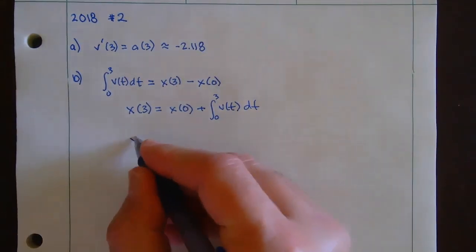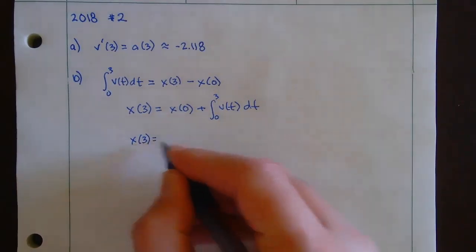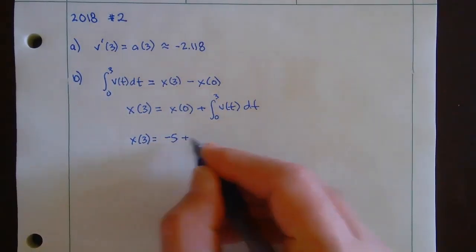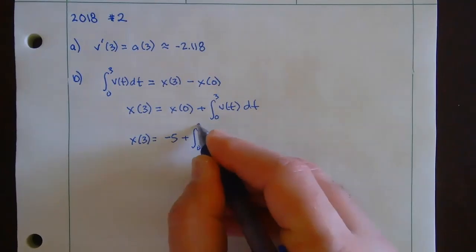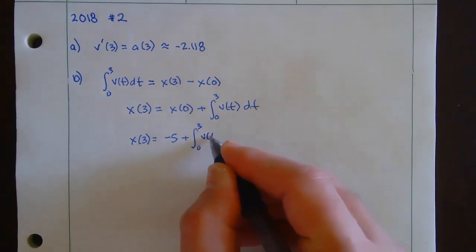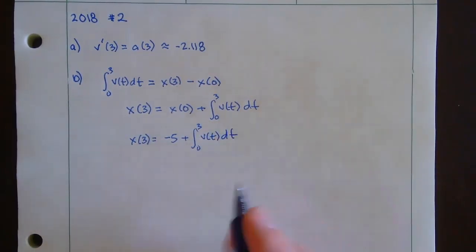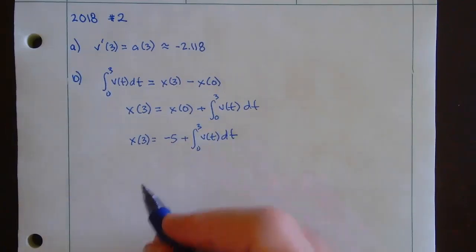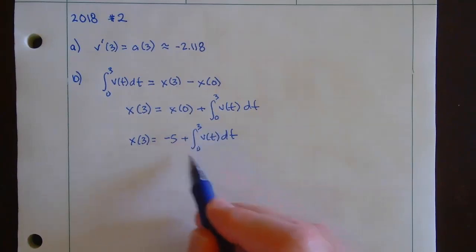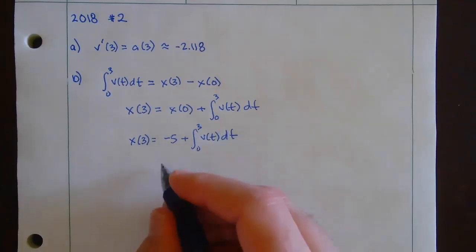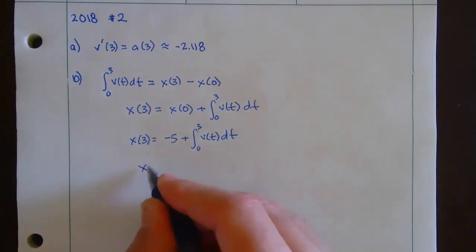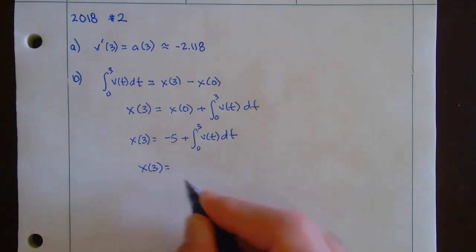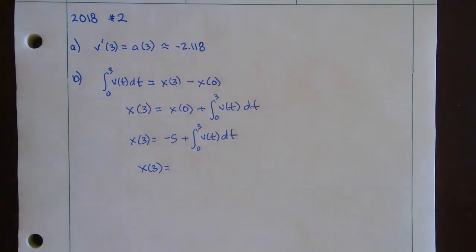So we would have x of 3 is equal to -5 plus the integral from 0 to 3 of v of t dt. And we'll do this integral. We'll take -5 and we'll add the integral to it, and we'll have the position at time t equals 3. Because this is the change in position, okay? All right? So x of 3 is equal to, and we're going to go to our calculator and put that in.